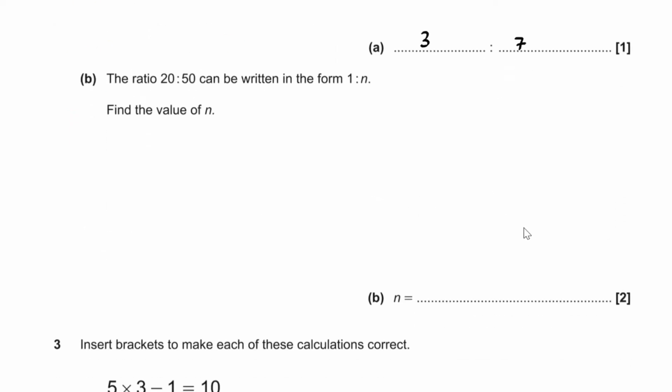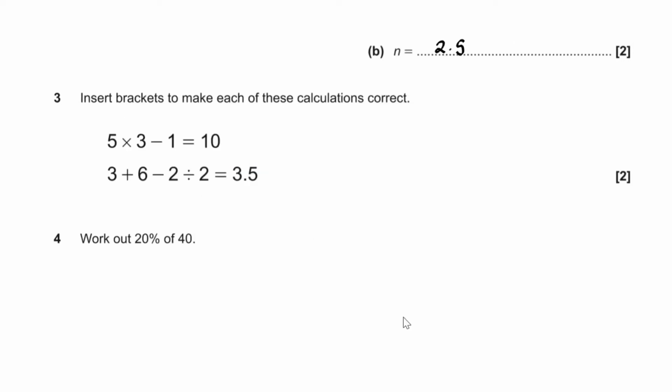And now for part B, the ratio 20 to 50 can be written in the form 1 to n. We have to find the value of n. Well, we want a 1 over here, and so therefore, to get a 1, we need to do 20 divided by 20 to get 1. And if we do 50 divided by 20, that's 2.5. So we have 1 to 2.5, and therefore n is equal to 2.5.